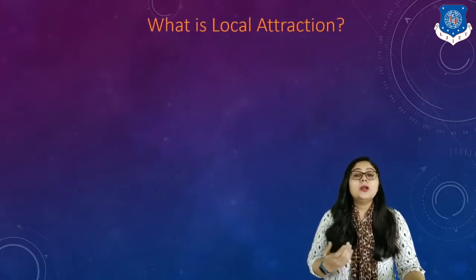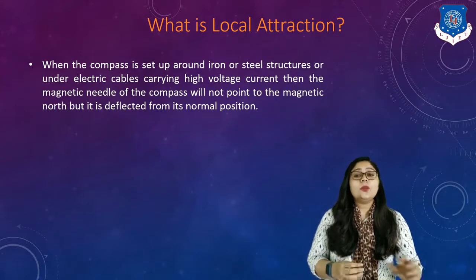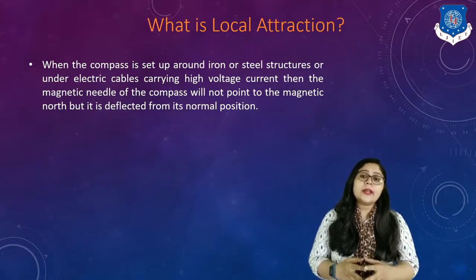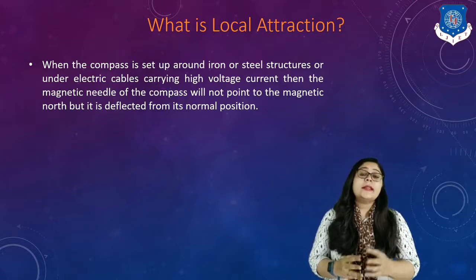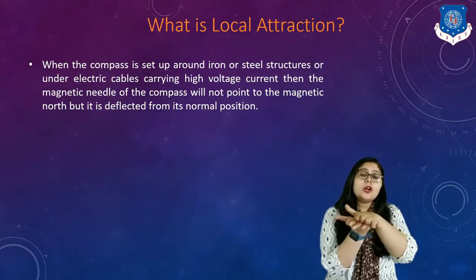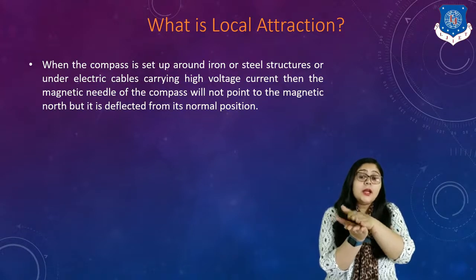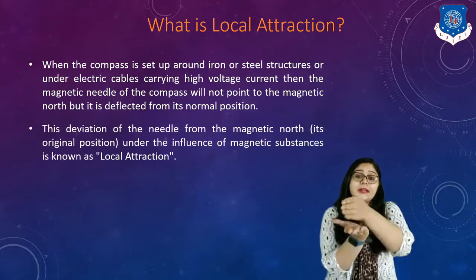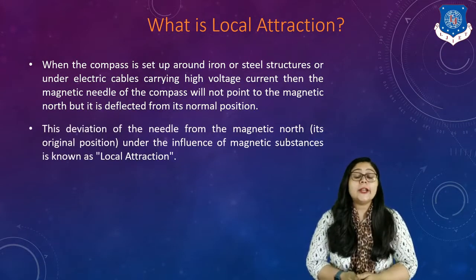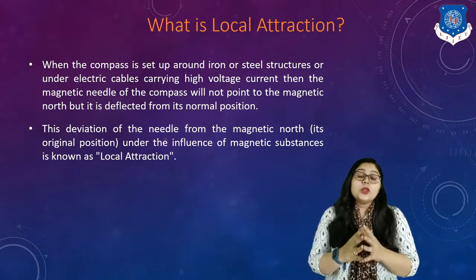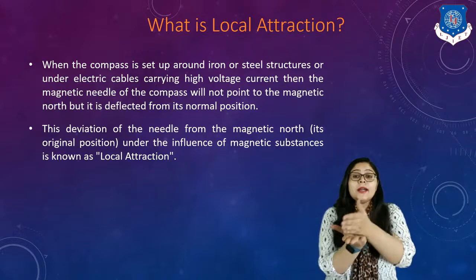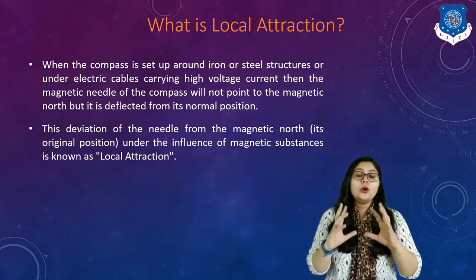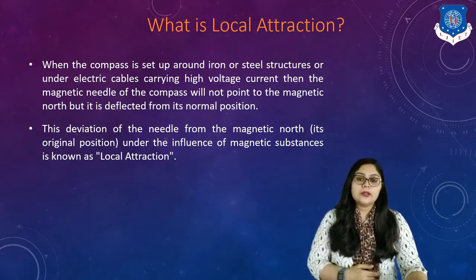Basically local attraction is something that happens when the compass is set up around iron or steel structures or under electric cables carrying high voltage current. Then the magnetic needle of the compass will not point to the magnetic north, but it is deflected from its normal position. This kind of situation, which deviates the needle from the magnetic north, its original position, is known as local attraction, because under the influence of magnetic substances the deviation of the needle takes place. That whole process is known as local attraction, right?